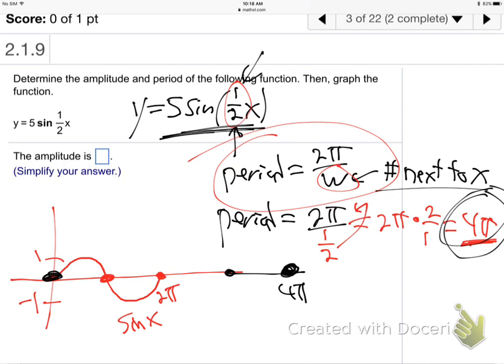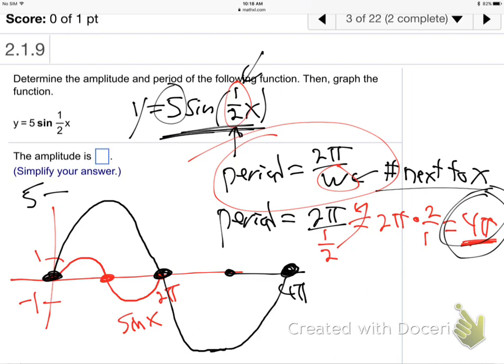Where's halfway through its cycle? Right here. So it's going to go up to 5 and down to -5. Oh, running out of room down there, but whatever. There's what it's going to look like. So everybody see that? And then it'll just keep repeating that every 4 pi. But it takes longer to complete a cycle, because that half in there slowed its cycle down a little bit.